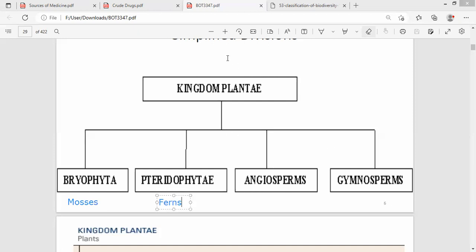Then angiosperms, let me skip angiosperms and go to gymnosperms. Here we are having the coniferous plants.